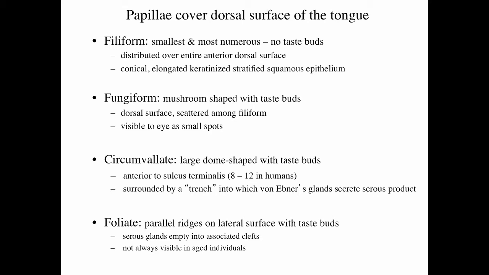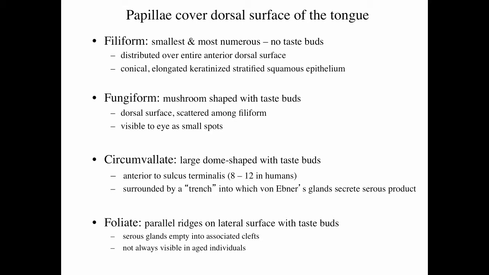And if any of you are familiar with cats and have been licked by your cat, you know the sandpaper feeling of the cat's tongue. That is primarily because of all the filiform papillae on the cat's tongue. Fungiform papillae, on the other hand, are large mushroom-shaped structures with taste buds. They're on the dorsal surface of the tongue in humans, and they're scattered among the filiform papillae. These are actually visible to the naked eye as small spots.